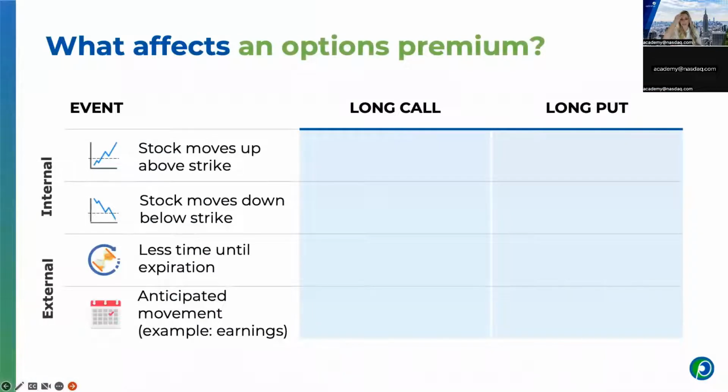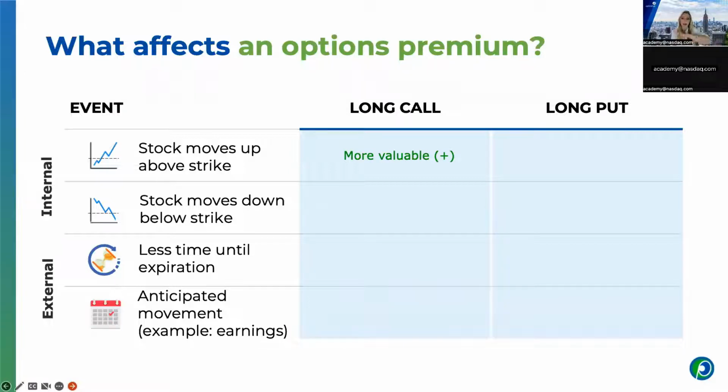So now I made you a little diagram just to give you an idea of what affects an options premium. And we're going to actually relate these to the Greeks. And hopefully, if you want to answer these together, you can even throw it in the chat as well. Normally, when I give this one in a live audience, we do that. So if we have an event where the stock moves above the strike price, what type of effect does that have on a long call? Is it positive or negative? So if the stock moves above the strike, what happens to the long call? It's going to be more valuable, right?